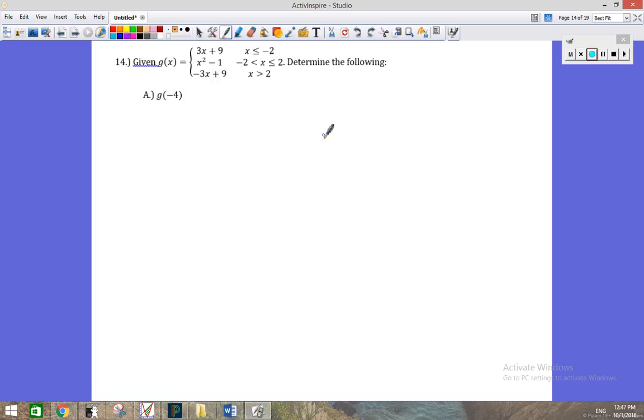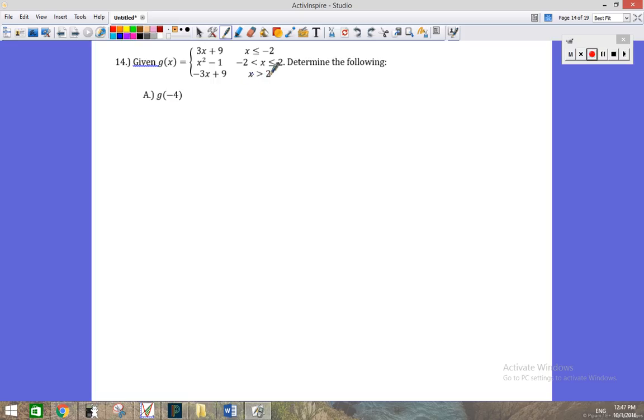Alright, so here we have what they refer to as a piecewise function. In part A, we're asked to evaluate this function when x is negative 4. So we have to pick which of these three equations we're going to use. Well, on the right hand side here, this constraint tells us what we're going to use.